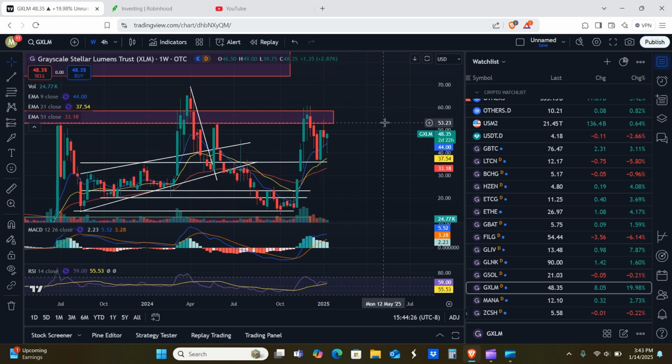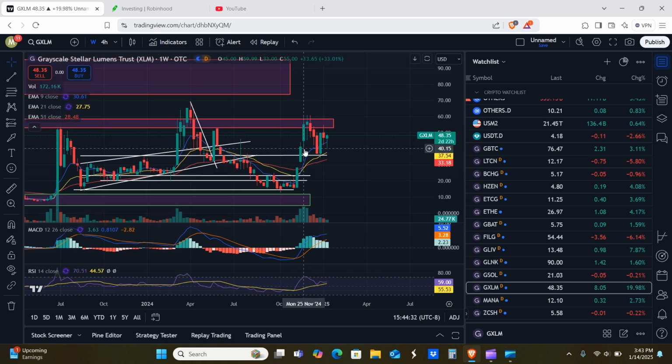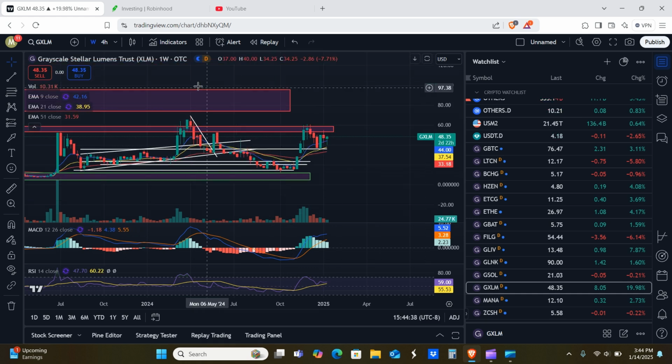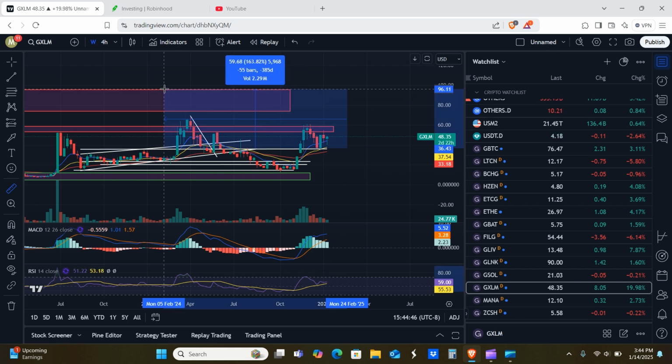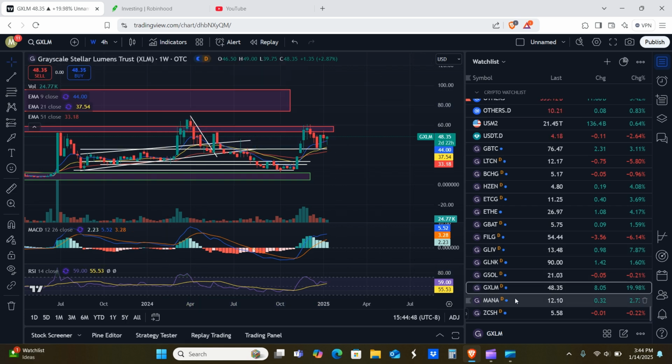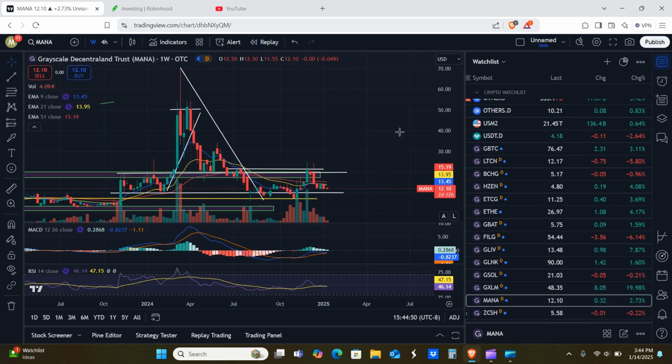GXLM, nice hammer candle so far, at least. That's very bullish, especially off the EMAs. So anything from 36 to 40, maybe 36 to 42, somewhere in there as a potential buy area, and then targets ranging anywhere from, let's just say, 70 all the way up to the all-time highs at 96, for about 160% gain.